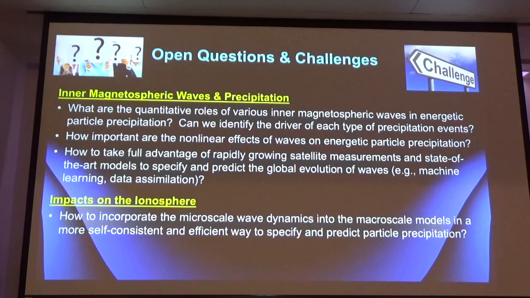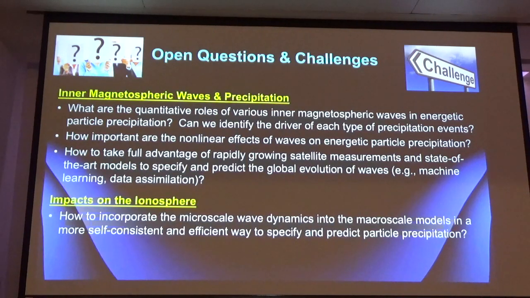And now we're in the era of big data, with growing satellite measurements and ground-based observations. How to take full advantage of the rapidly growing big data, together with state-of-the-art models, to specify and predict the global distribution of waves remains another outstanding challenge. And in this case, machine learning and data assimilation approaches could be particularly useful.